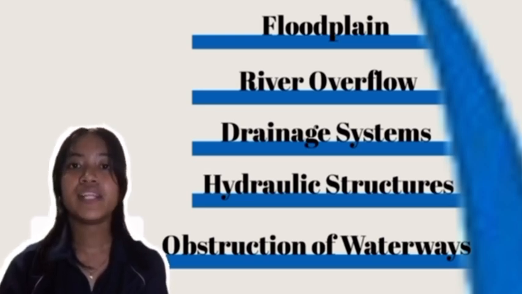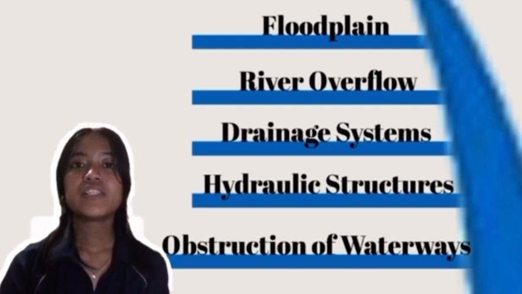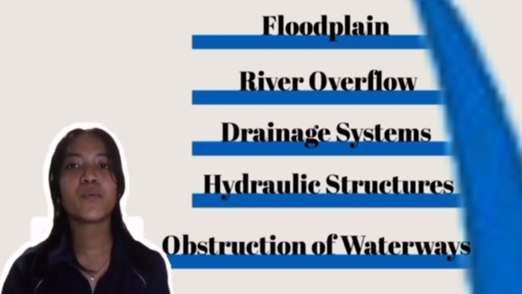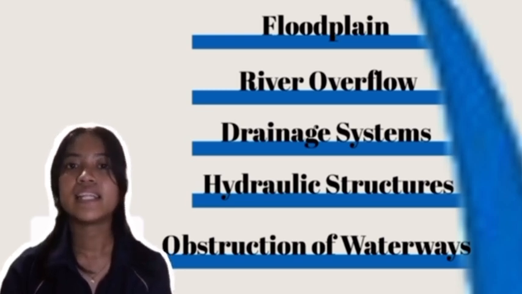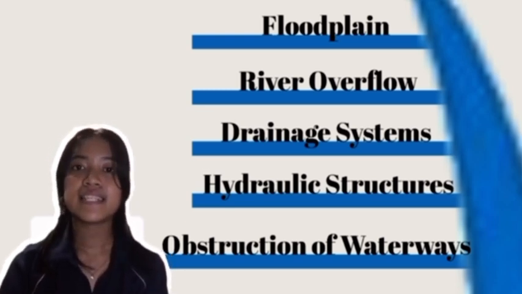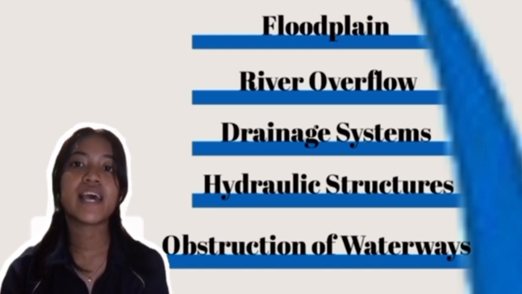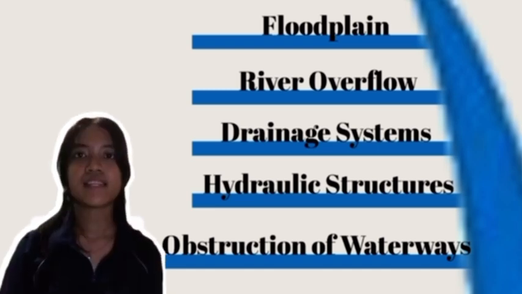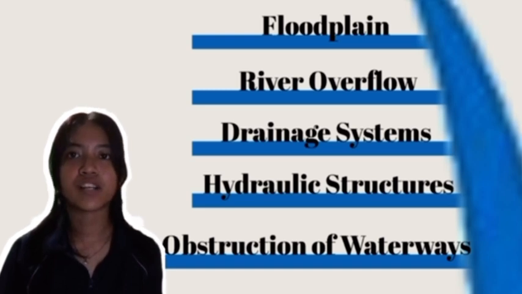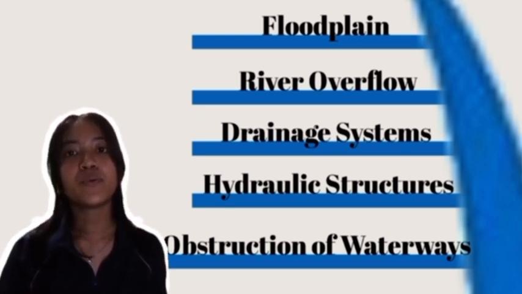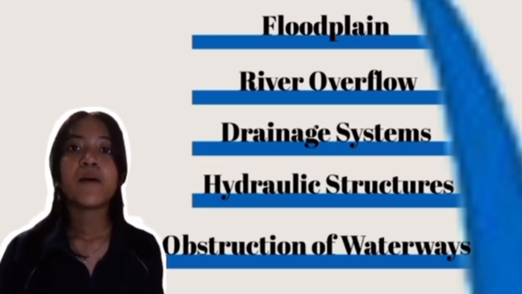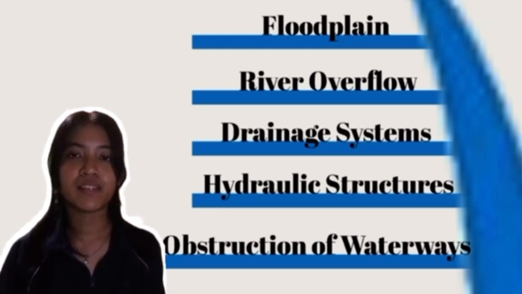Next, we have drainage systems. Drainage systems are meant to carry rainfall water away, but if they are too small or blocked, they cannot function well. This leads to flooding in streets and homes. Next, we have hydraulic structures. Hydraulic structures like dams, levees, and pumping stations help control water. If they are weak, damaged, or not enough, floods become harder to prevent.